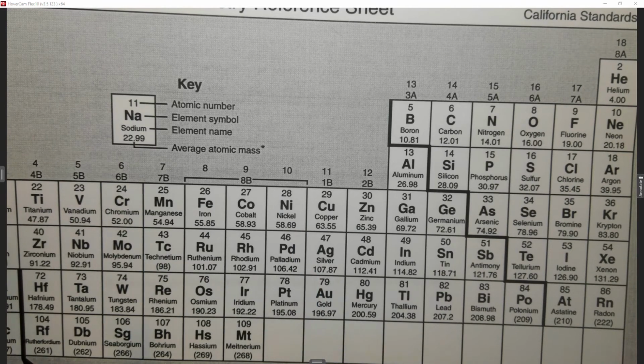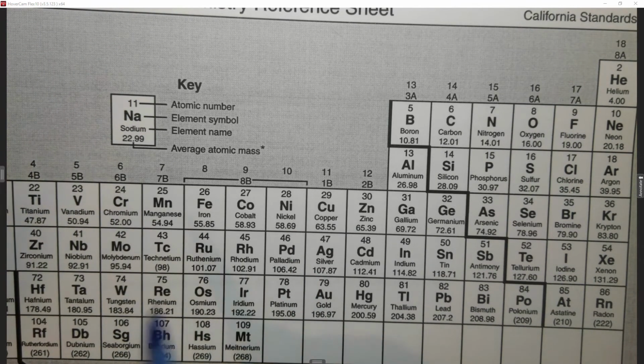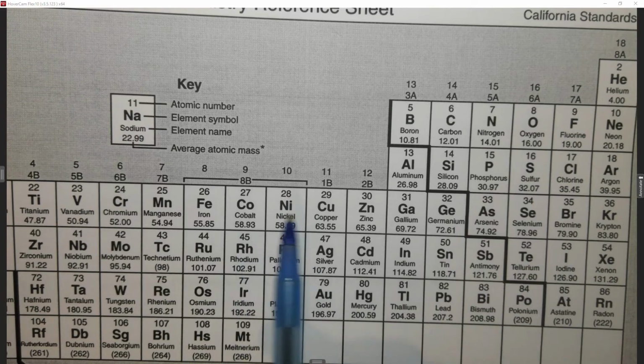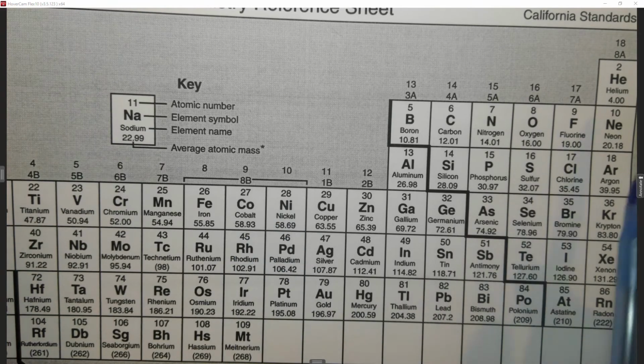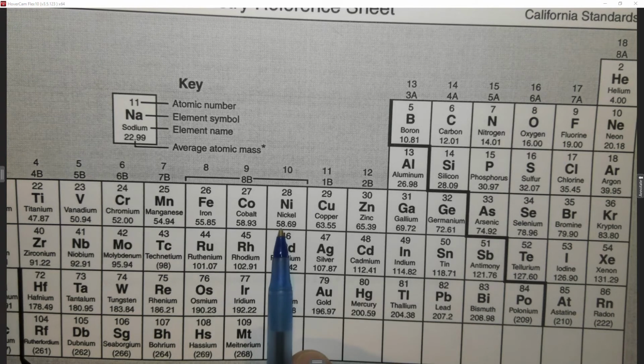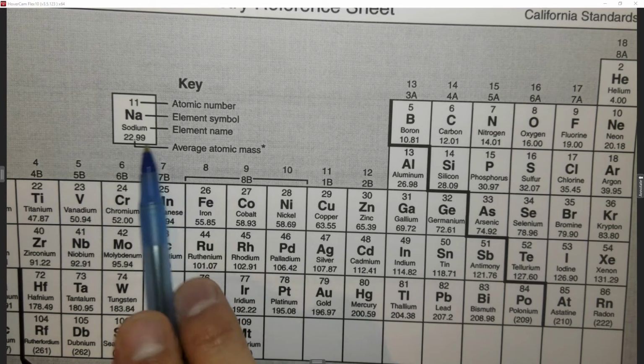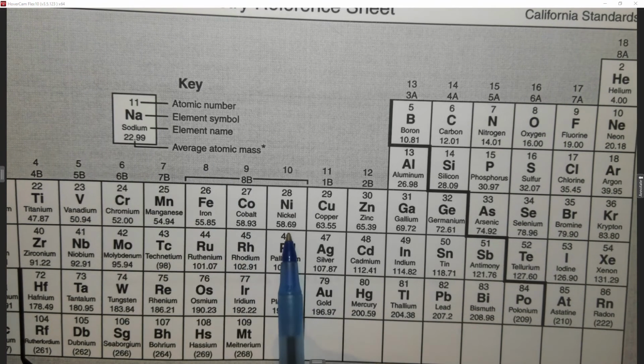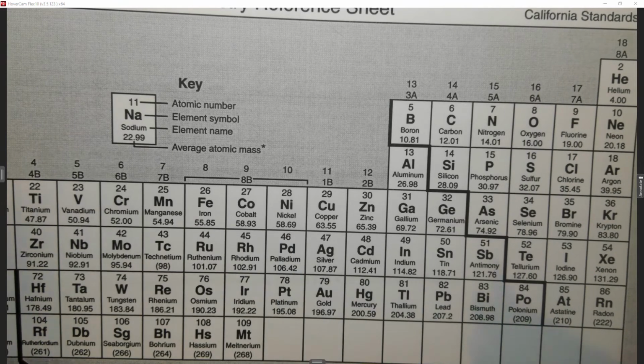Oftentimes, you could be searching around for these a little bit when you're first starting out, but as you do it more and more, you get familiar with where they are. Maybe not so much nickel, but stuff like oxygen and chlorine and so on and so forth. But in this case, we need nickel. And what we find here is the average atomic mass, which is on the bottom, is 58.69.